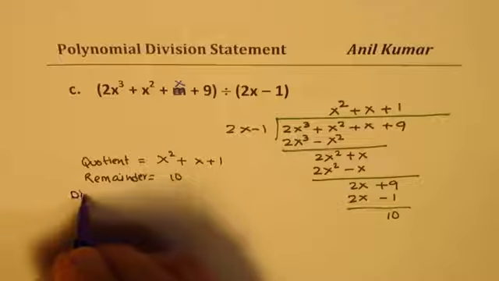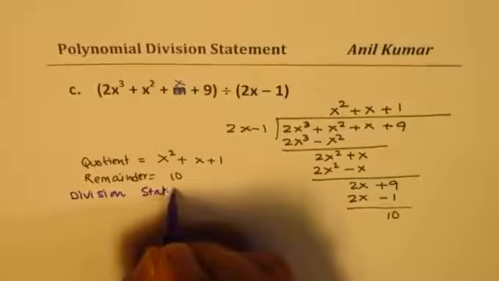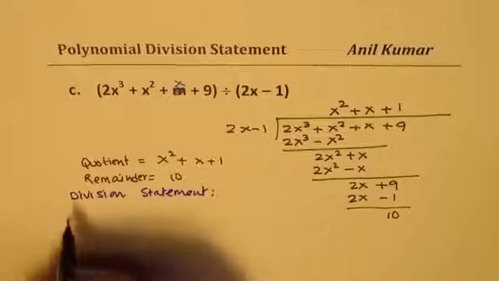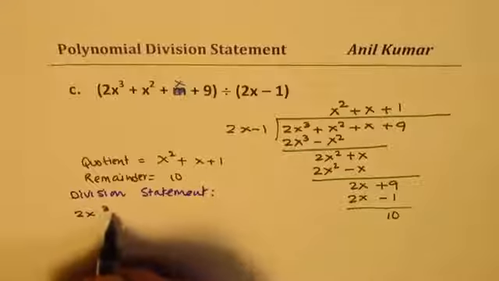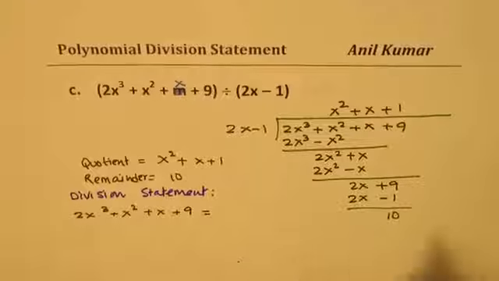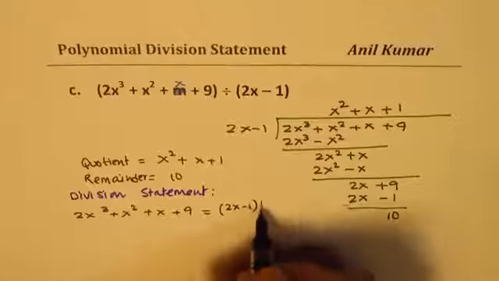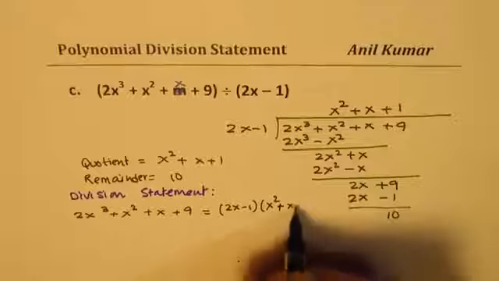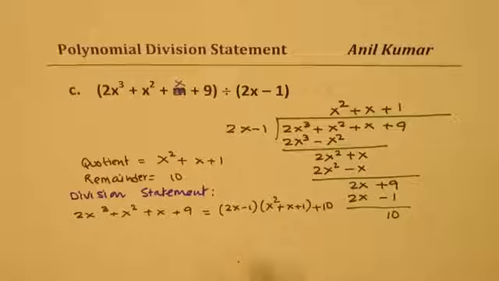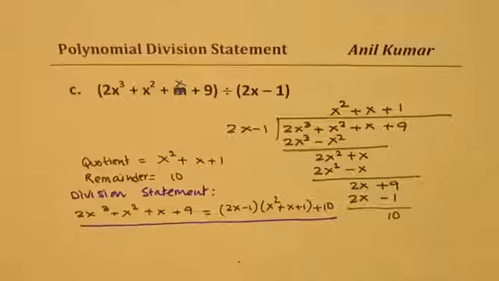Now sometimes you may be required to write a division statement. So you may write division statement also. Let me show you an example here. As 2x cubed plus x squared plus x plus 9 is equal to divisor times quotient, which is 2x minus 1 times x squared plus x plus 1 plus the remainder 10, right? So that becomes your division statement. Perfect.